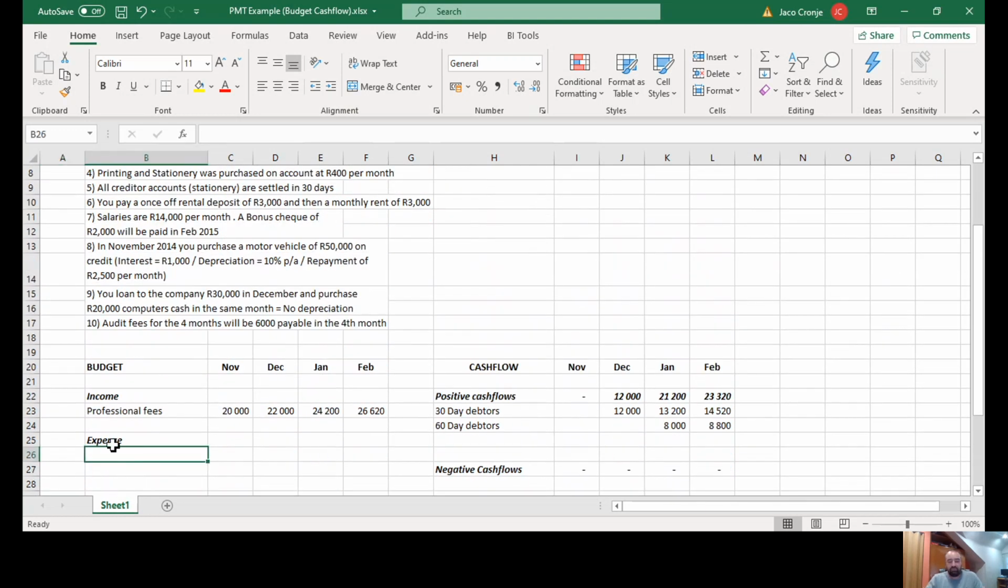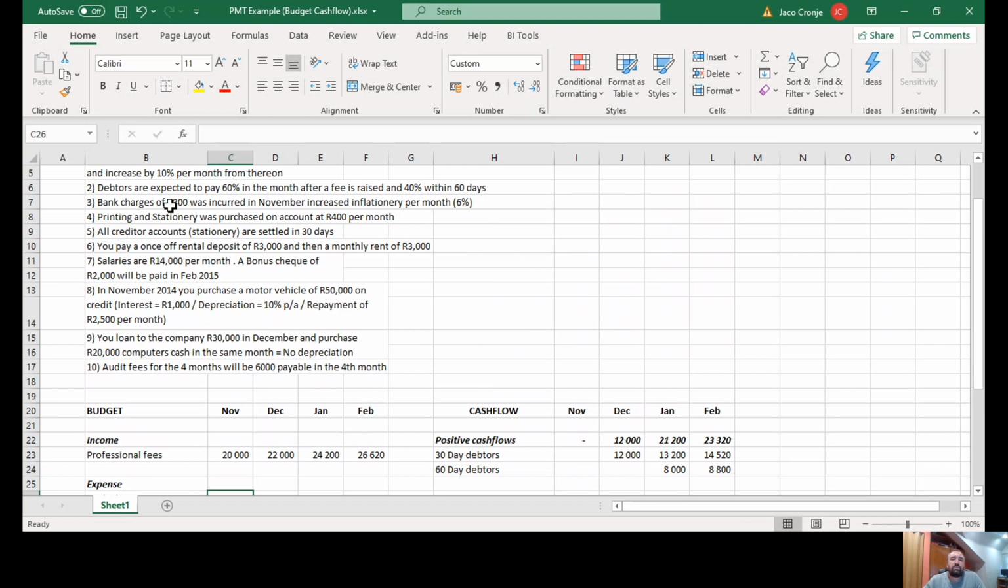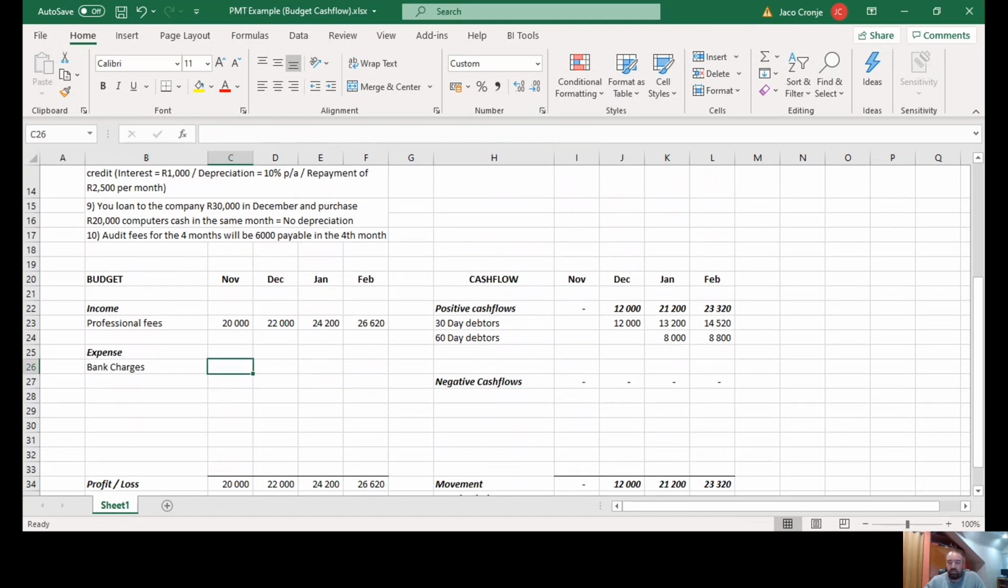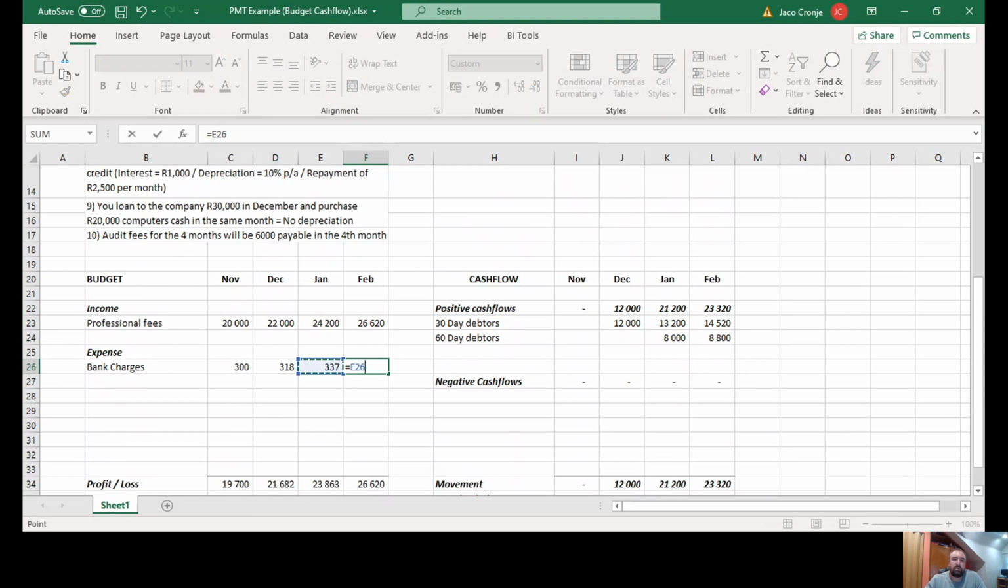So therefore, it's definitely an expense. So I'm going to say bank charges. It says that it starts at 300 Rand and it increases by 6%. So in November, my bank charge will be 300 Rand. There it will be 300 Rand times 1.06. January it will be December times 1.06. February it will be January times 1.06.